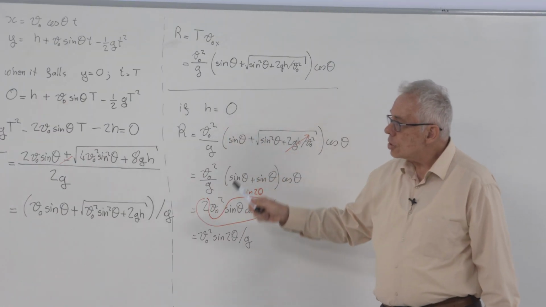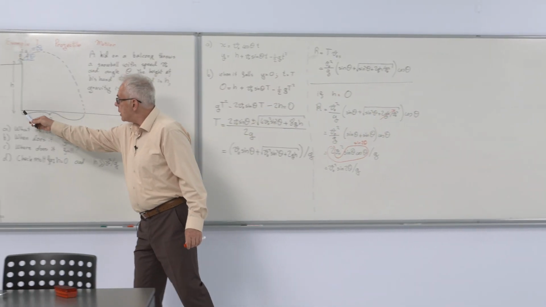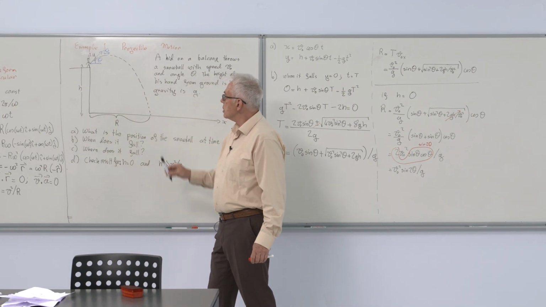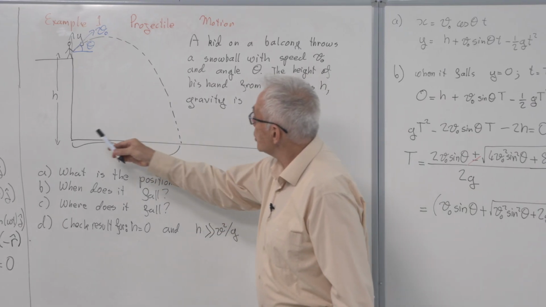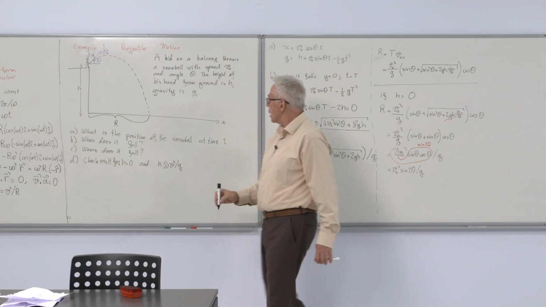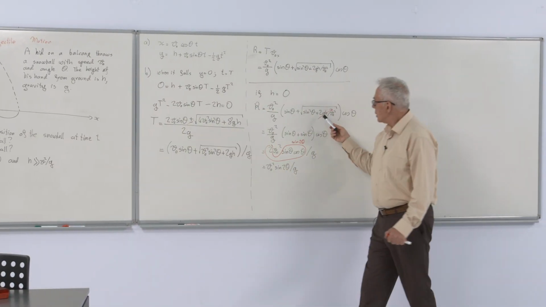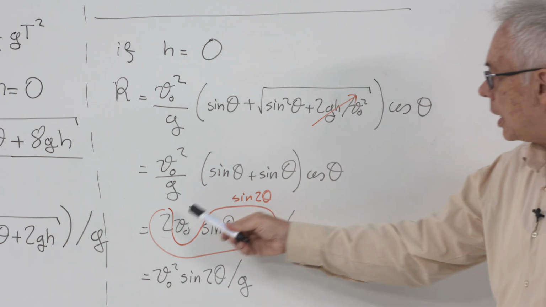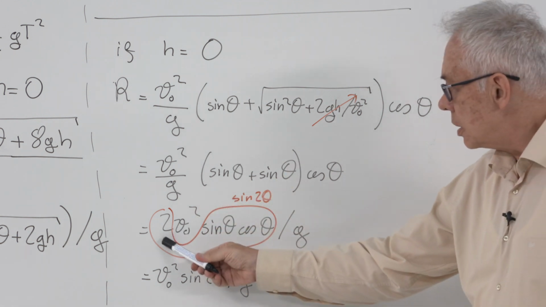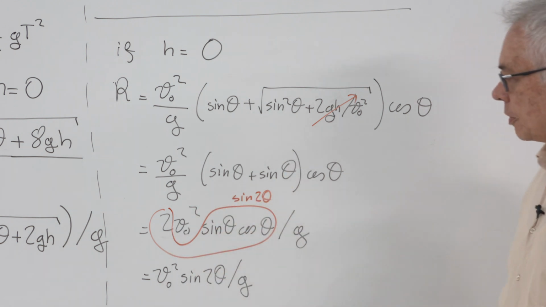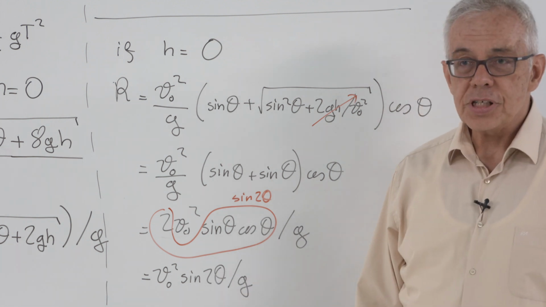If h is zero, that is the special case when the projectile motion is on flat ground. We have this term disappearing, and we recover the famous formula for the projectile motion.